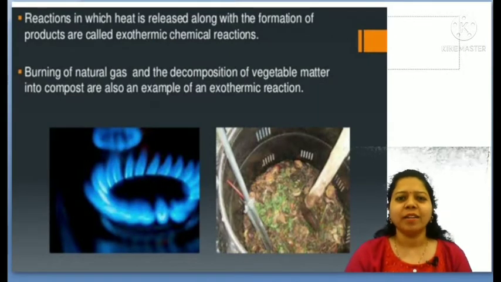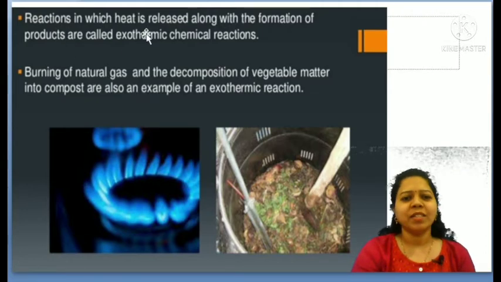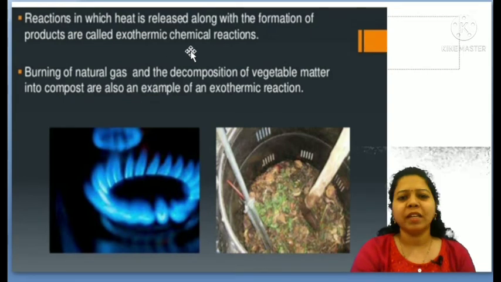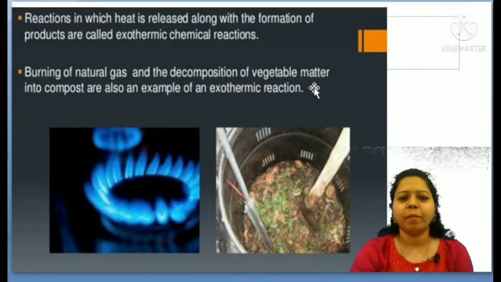In the above reaction, we learn that some amount of heat is evolved. Now what is the name of those types of reactions in which heat is evolved? We'll see next. Reactions in which heat is released along with the formation of products are called exothermic chemical reactions. Exo means out and thermic means temperature. The name itself indicates that the chemical reactions in which heat is given out are known as exothermic chemical reactions. Burning of natural gas and decomposition of vegetable matter into compost are also examples of exothermic reactions.